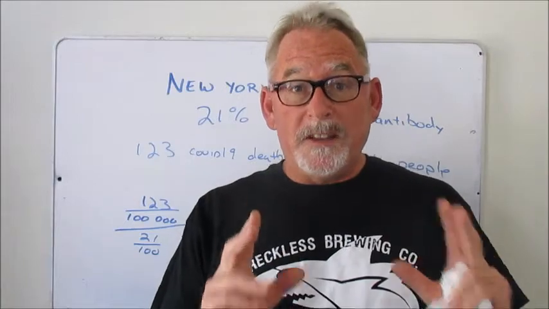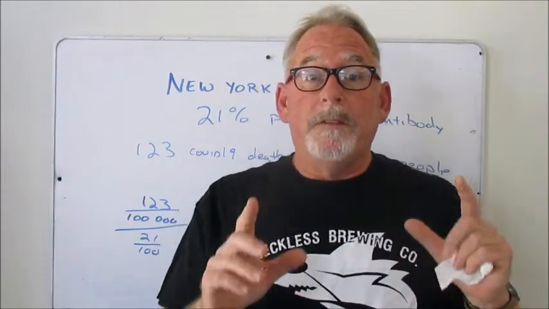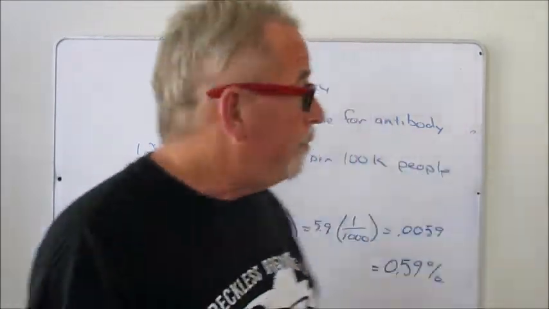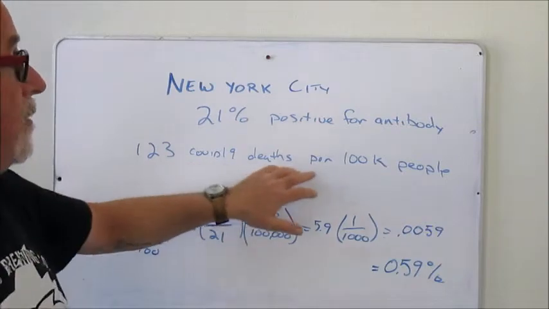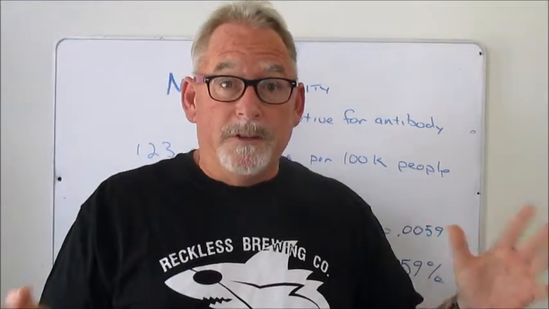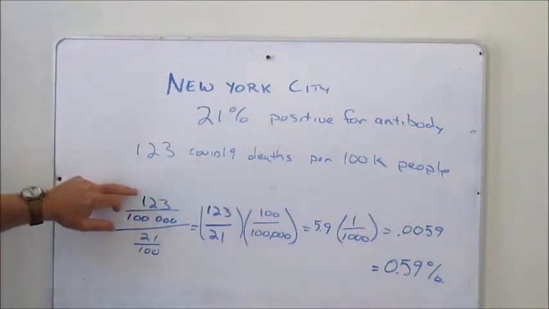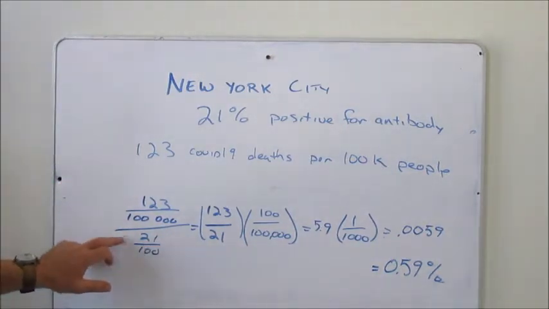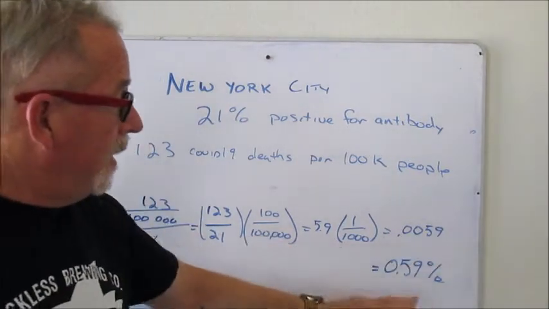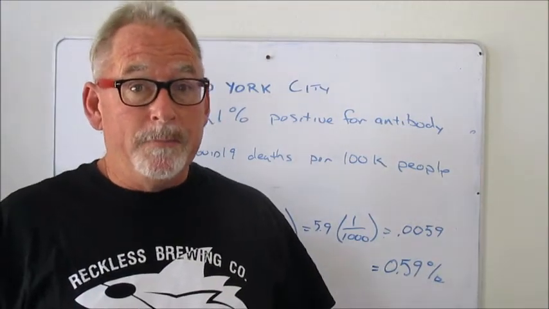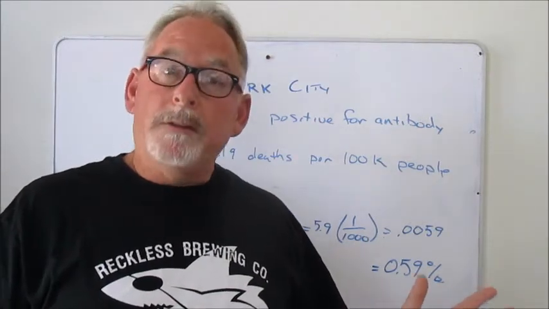So we can calculate this fatality rate a different way. We also have data for New York City. 21% of the people in New York City tested positive for the antibody. And from the data that I could find recently, 123 COVID-19 deaths per 100,000 people in the city of New York. So using that value and 21%, do the 123 out of 100,000 divided by 21 over 100, which is 21%. You can follow the math if you want, but in the end you get 0.59%, which is very close to 0.6%, which would lead me to believe that it's a decent estimate.